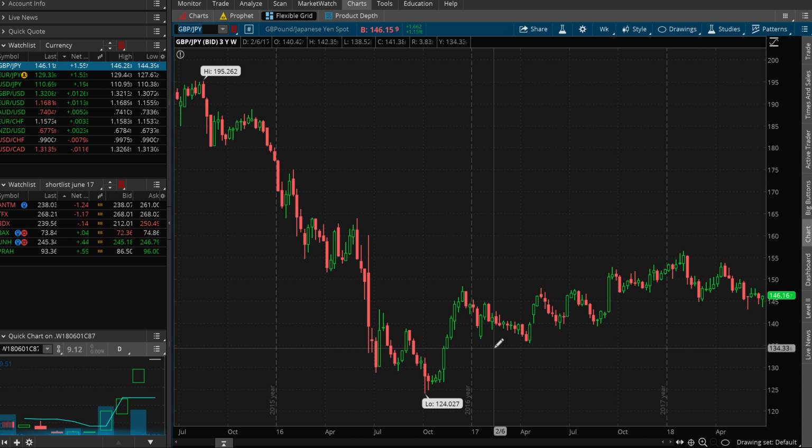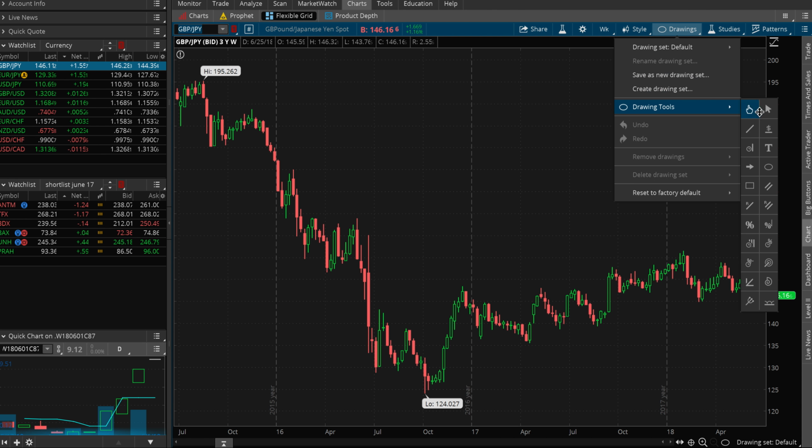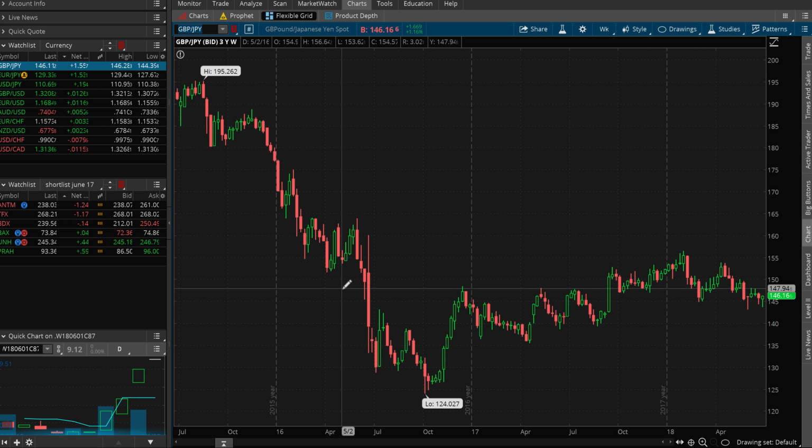So the 3-year weekly, I mean, this stock really hasn't gone anywhere. It's just kind of moving sideways over here, right? So there's really no good idea or good opportunities to really trade this name.